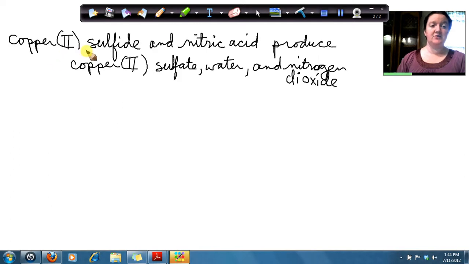Here we have copper 2 sulfide and nitric acid produce copper 2 sulfate, water, and nitrogen dioxide. So if I think about copper 2, we know copper has a +2 charge. We know that sulfide has a -2 charge. So if I put those two ions together, I get copper 2 sulfide. And it's reacting with nitric acid.